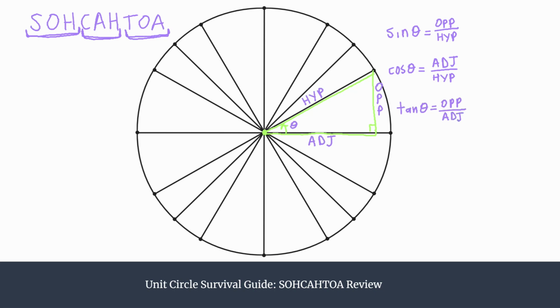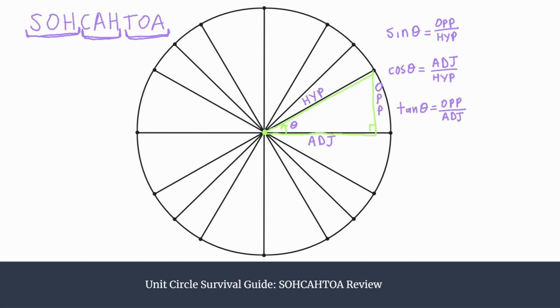So we know these three trig ratios by using the acronym SOHCAHTOA. And if you know these three, then you'll also know their reciprocals. In order, those are cosecant, which is the reciprocal of sine, secant, the reciprocal of cosine, and cotangent, the reciprocal of tangent. To know those, all we have to do is flip the ratio.